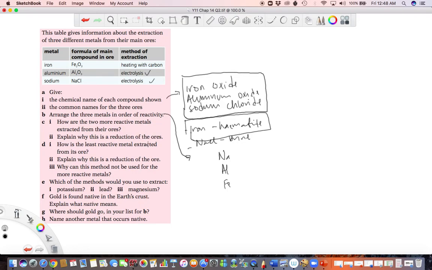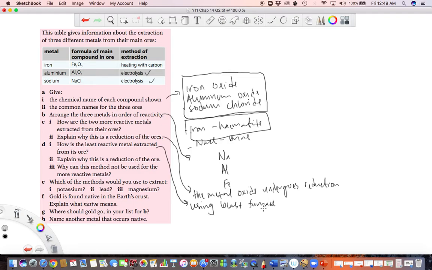Explain why this is a reduction of the ore. Okay, the answer to this is simple, because the metal oxide undergoes reduction. Okay, that's pretty simple. How is the least reactive metal extracted from its ore? Well, simple, using a blast furnace. Of course, generally it's just 1 mark, so we could just say blast furnace.